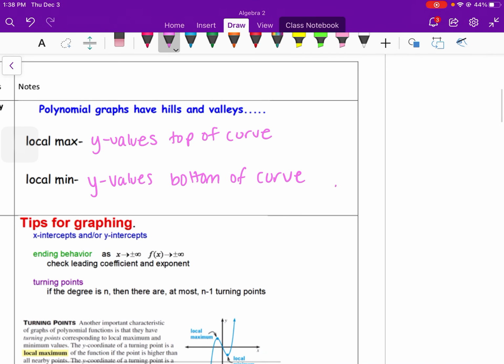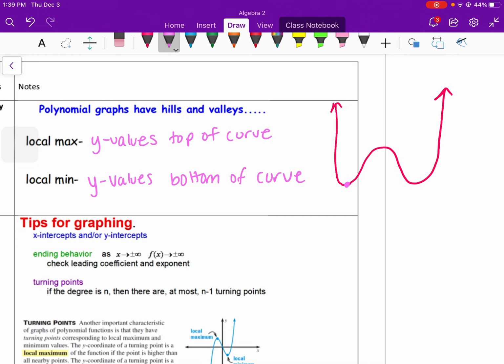So for example, let's see if I can draw a little curve here. So this is a cubic function. It's got two turns. Well, let's actually do one with a little bit more turns. Let's make a quartic function so you can see a better example.